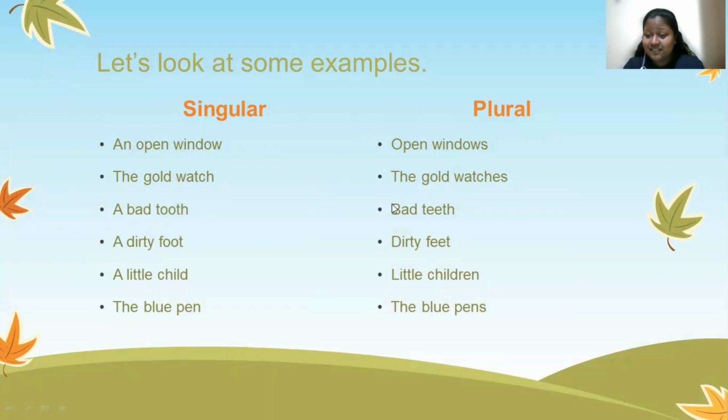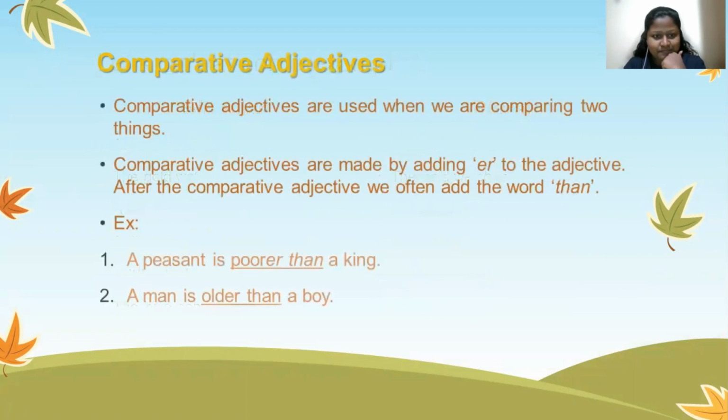A bad tooth. What is the plural of tooth? Teeth. Foot, plural, feet. A little child. The plural of child is children. We always use a to indicate one, singular. But when we go to the plural, we always remove a. And then we don't change the adjective and we only make the noun plural. The blue pen, the blue pens.